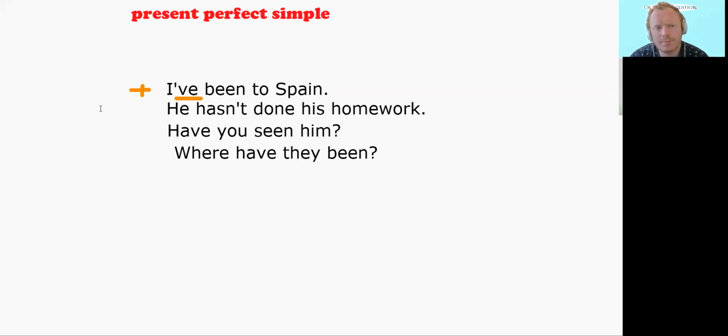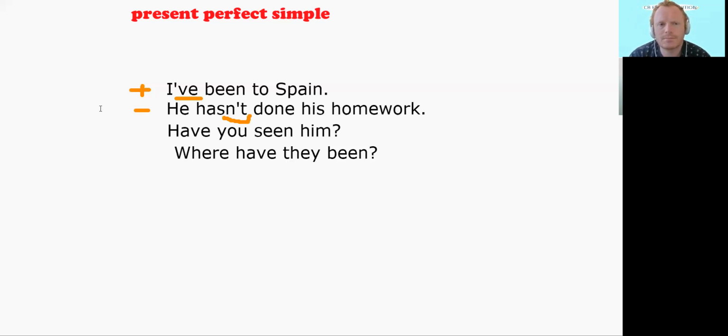Good, yeah. In the negative sentences, we start the sentence with the subject, then we use the auxiliary verb with not. What is not? Oh, you mean the contraction, the contracted form? Yeah, we use the contracted form, hasn't or haven't, and then the past participle of the main verb.